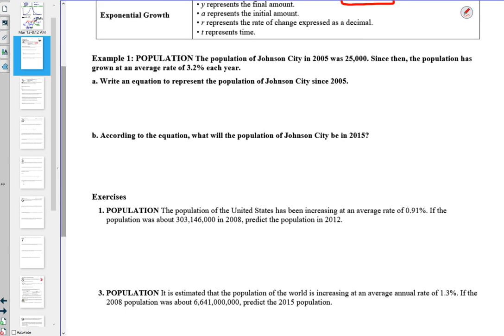Example 1, the population of Johnson City. So here, what are we measuring? What does population measure? People. It measures people. The population of Johnson City in 2005 was 25,000 people. Since then, the population has grown at an average rate of 3.2% each year. So write an equation to represent the population of Johnson City.